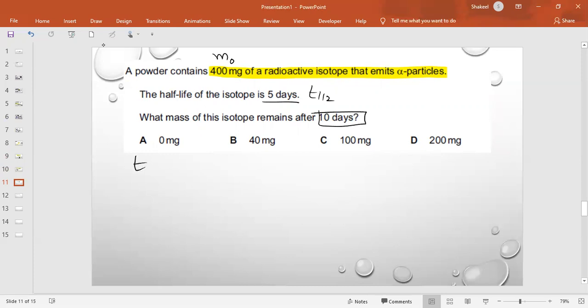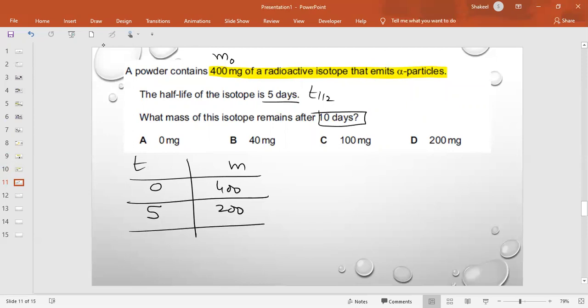Again, a very easy thing. This is time and this is mass. At 0, it is 400 milligrams. As the half-life is 5 days, after 5 days it should be 200. And after another half-life of 5 days, that will make a total of 10 days, this will be 100. So 100 milligrams is the answer.